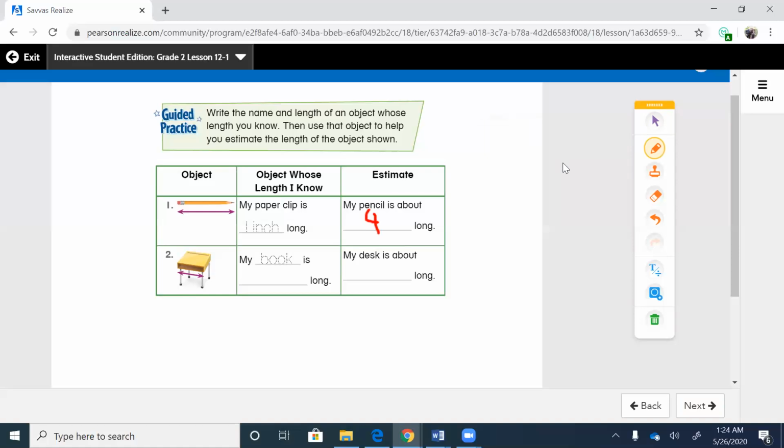All right, my book is blank long. All right, do you remember what the book represented?